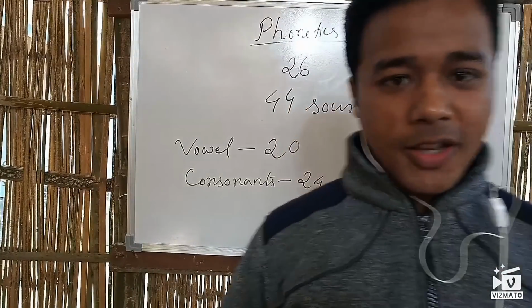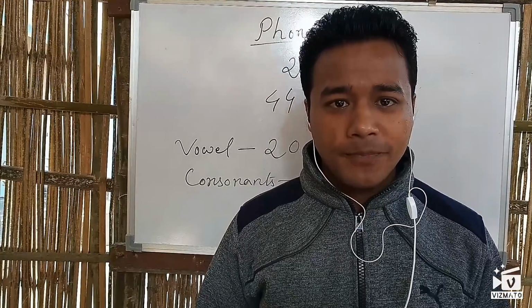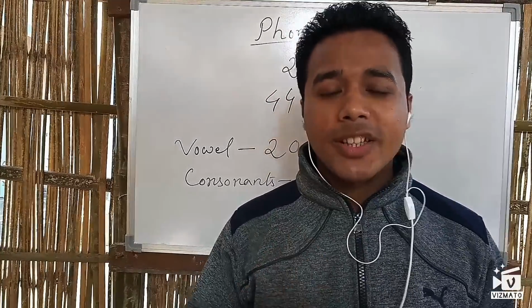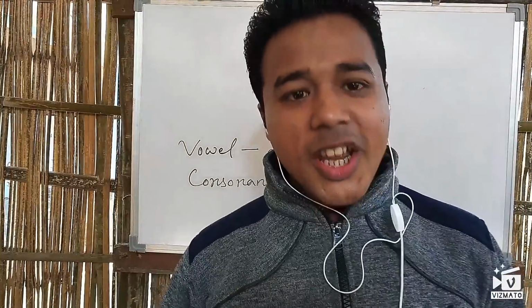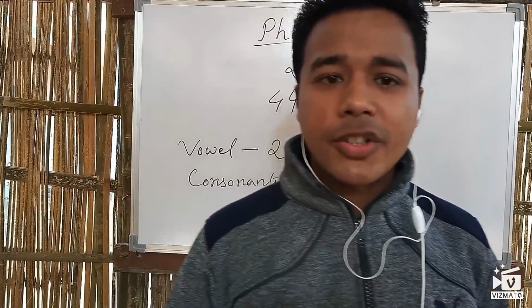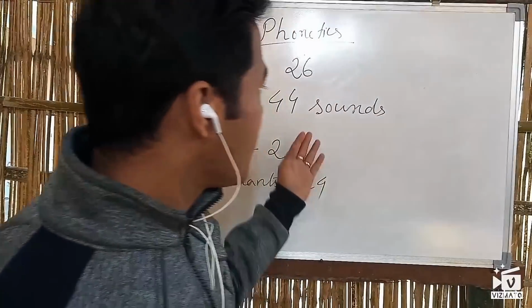What is phonetics? Phonetics is the scientific study of speech sound. In English we have 26 alphabets, and these 26 alphabets produce 44 sounds. In English there is no proper correspondence between the pronunciation and its written form, and that is the reason why international phoneticians gave 44 international sounds and symbols.